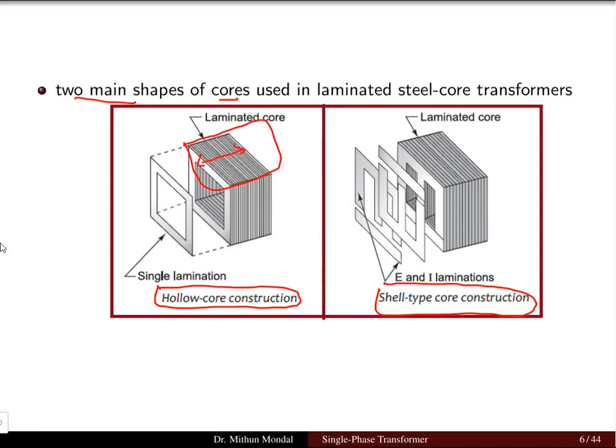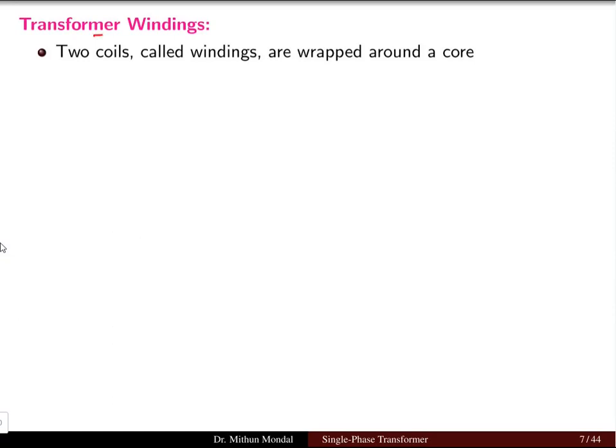If we talk about the single lamination, this is what a single lamination looks like, and so many laminations are stacked in this direction. And the core can be made up of E-type lamination or I-type lamination in the case of shell-type construction. Now let us see the transformer windings. So we have understood the core.